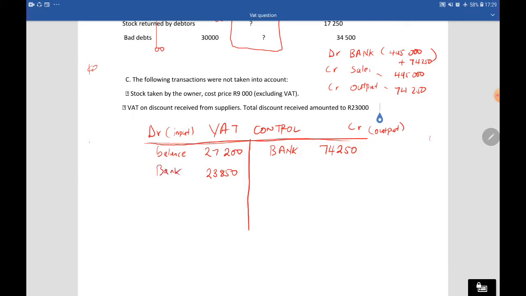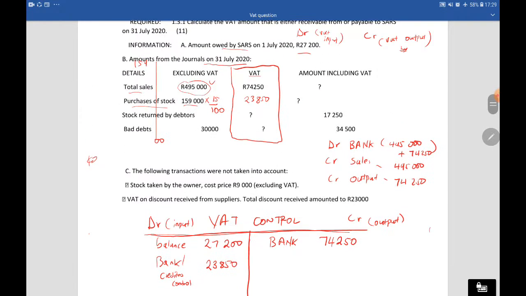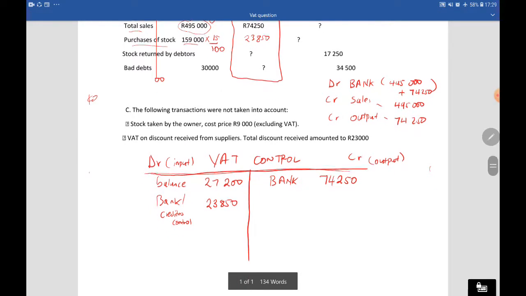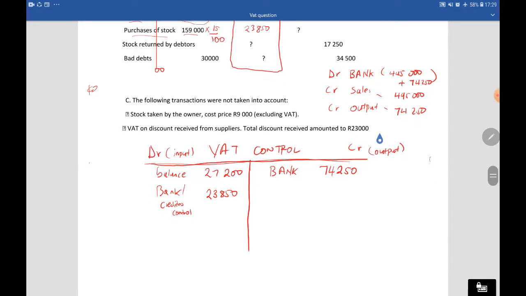But most of the time the examiners do not mark the contra account. They just look for the figures. Fine. Stock returned by debtors. So initially what had happened, the debtors had bought from us, therefore they paid VAT to us. But when they are now returning our stock to us, the stock they initially bought, we are doing the opposite. The VAT that they paid to us, that we are supposed to pay to SARS, we are paying them back. So we are cancelling that VAT.